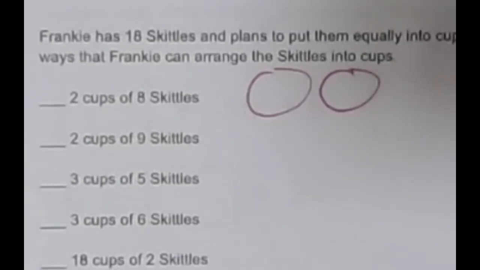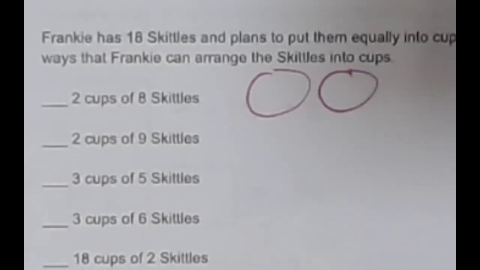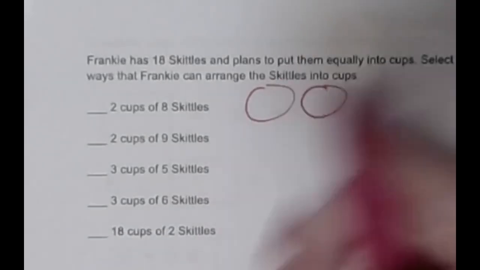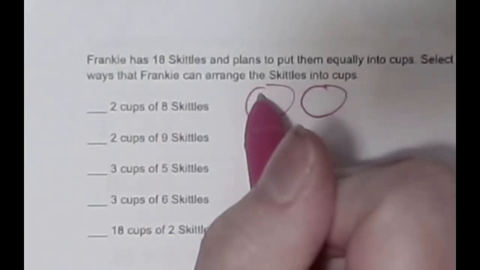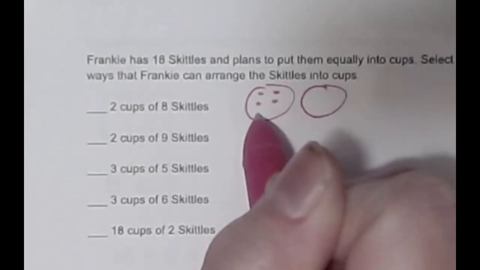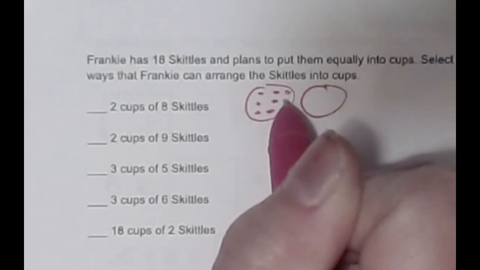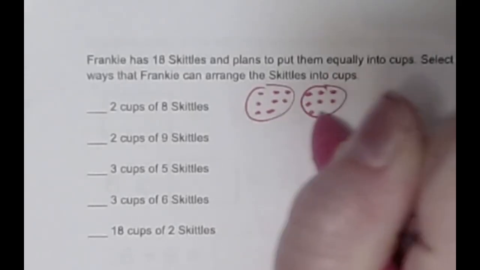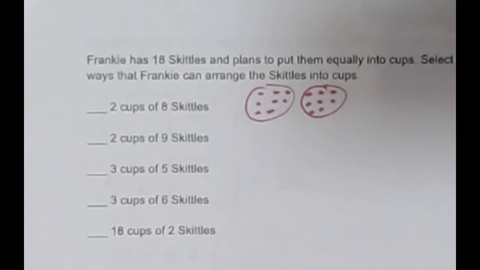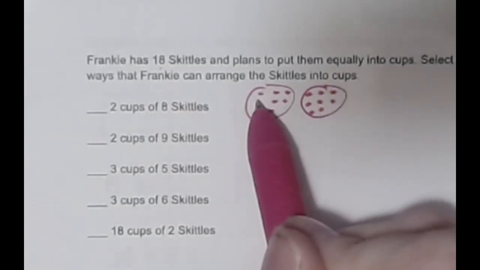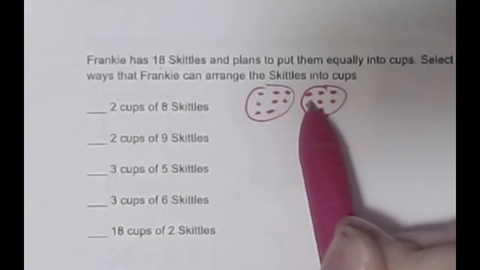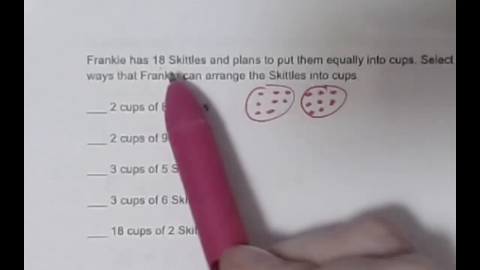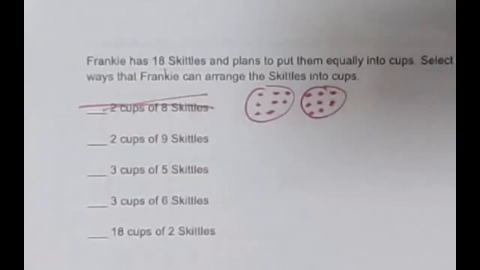Maybe I zoomed in too much. Sorry about that. All right. So we had our 2 cups, and let's put 8 Skittles in each. 1, 2, 3, 4, 5, 6, 7, 8. 1, 2, 3, 4, 5, 6, 7, 8. All right, let's count. Do we have 18 Skittles? 1, 2, 3, up to 16. Is 16 the same as 18? No. So that cannot be your answer.